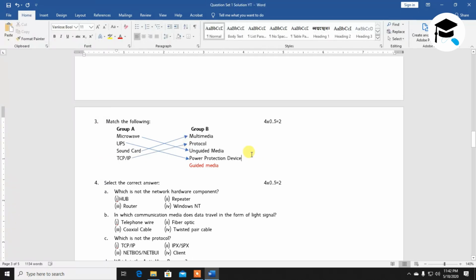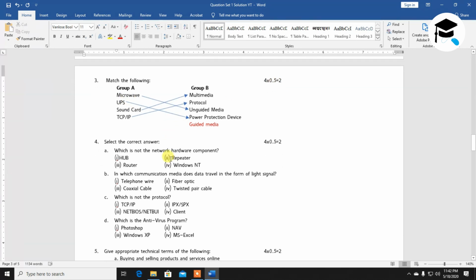But in the exam it's better to write straightly: microwave is equal to unguided media, UPS is equal to power protection device, and so on. I hope you have understood this. Each question carries 0.5 marks. Similarly, let's move towards the next section.